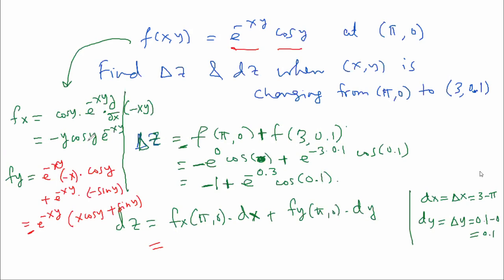So cosine y is 0, that means this is going to be 0, right? And fx is 3 minus pi. And then you are plugging (pi, 0) here. So sine 0 is 0, cosine 0 is 1, x is pi, right? This is negative pi. This is 0.